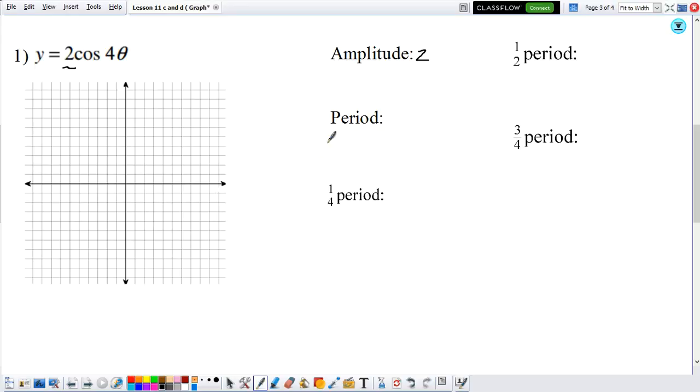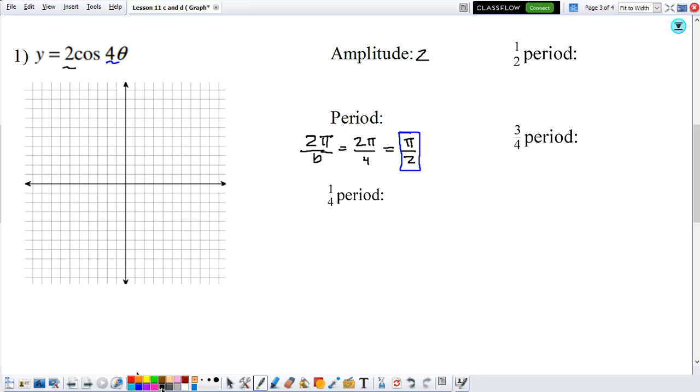All right. So now the period, we know that the period is 2 pi over b. In this case, b right here is 4. So that means that the period for this function is 2 pi over 4, which simplifies to just pi over 2. So we find our period.